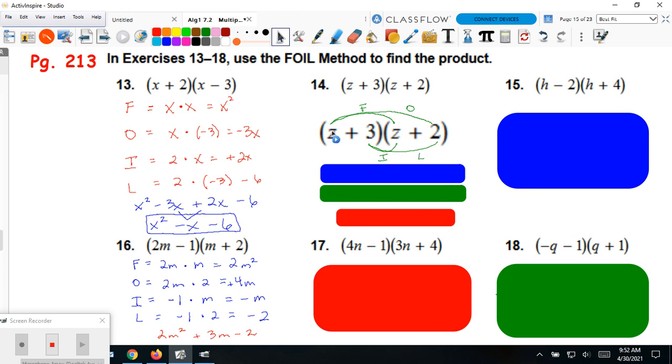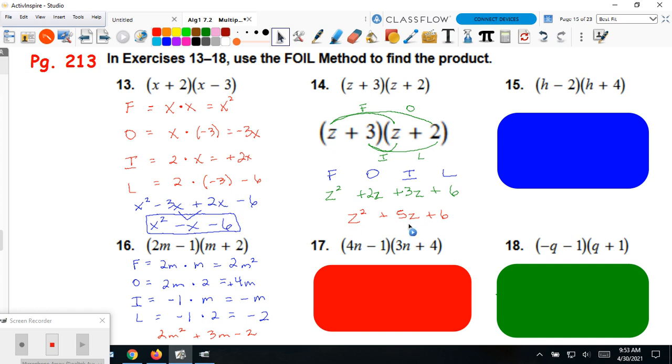So when I multiply those, for FOIL, F-O-I-L, your first ones are going to be right there, z squared. Your outer ones, z times 2, is 2z. Your inner ones are 3z. And the last ones there is 6. Combine these two in the middle. That's going to give you a 5z in the middle. So there's your final answer there: z squared plus 5z plus 6.